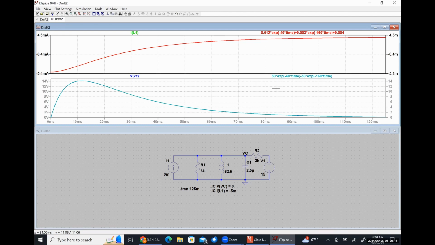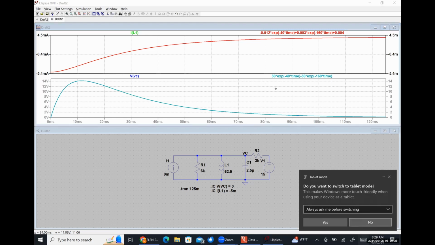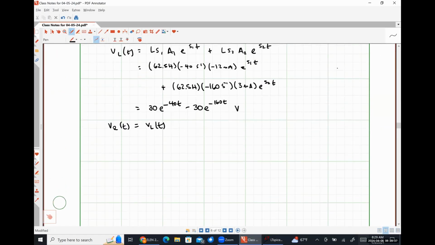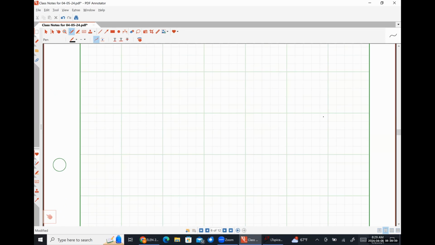All right, so that was an example of a parallel RLC circuit. So now we are going to look at what goes on with series RLC circuits. And we're going to do this relatively quickly because it's so similar to how parallel RLC circuits work.